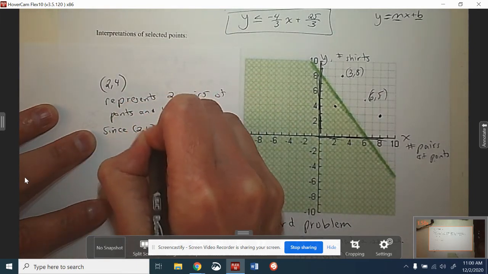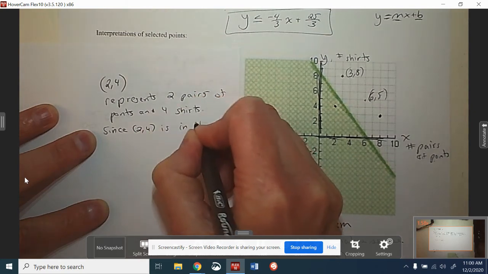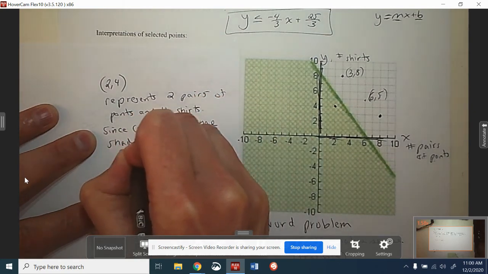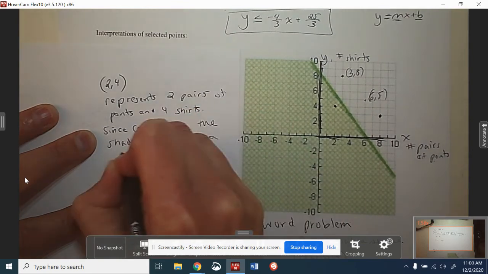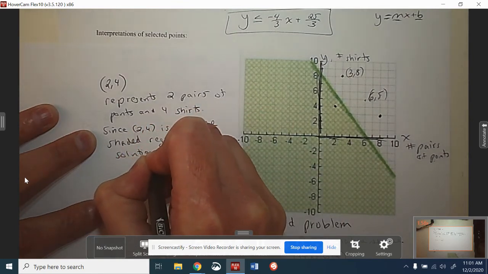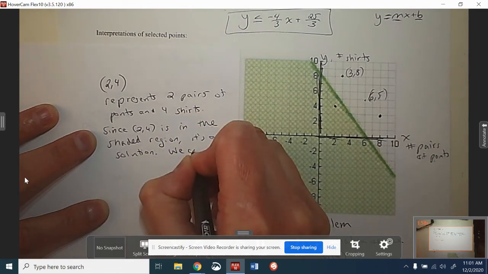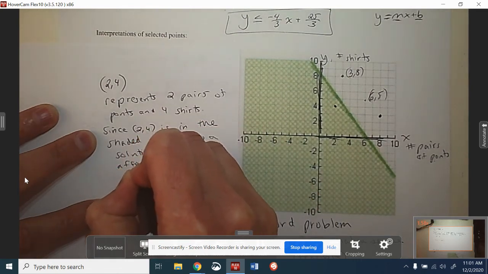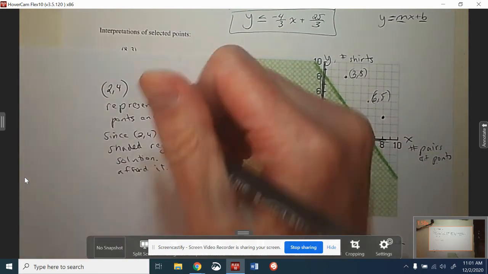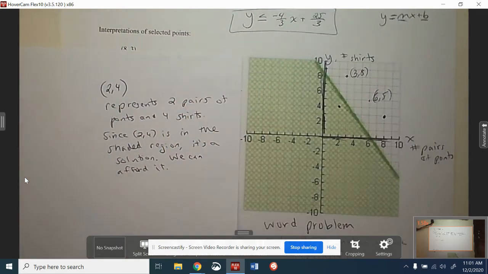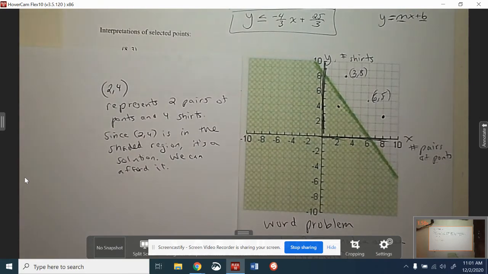Since (2, 4) is in the shaded region, it's a solution. We can afford it. So we can afford to buy 2 pairs of pants and 4 shirts.